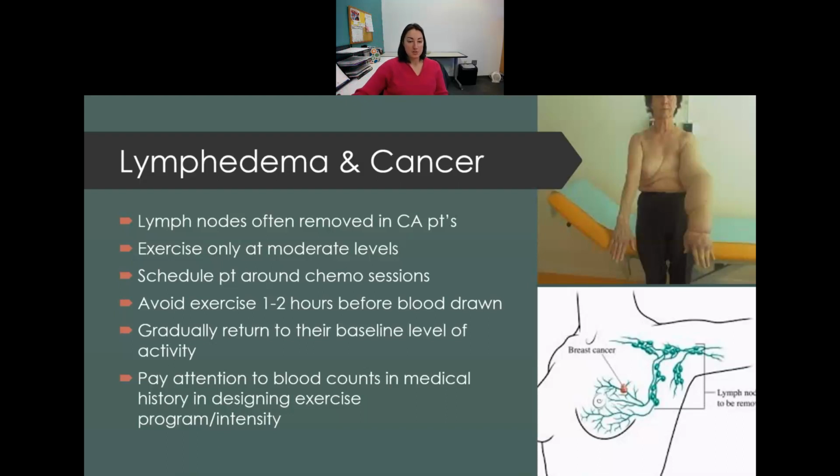You want to do very gradual progress, try to return them to their baseline of activity, and then pay attention to their blood counts, if their platelets are too high or too low, or their white blood cells or any of that. It's contraindicated to do exercise, so pay really close attention to what their blood counts are. You can ask them if they've been to the doctor recently, whether there have been any recent changes, just checking on them before you clear them to exercise each treatment, to make sure they are safe to exercise.